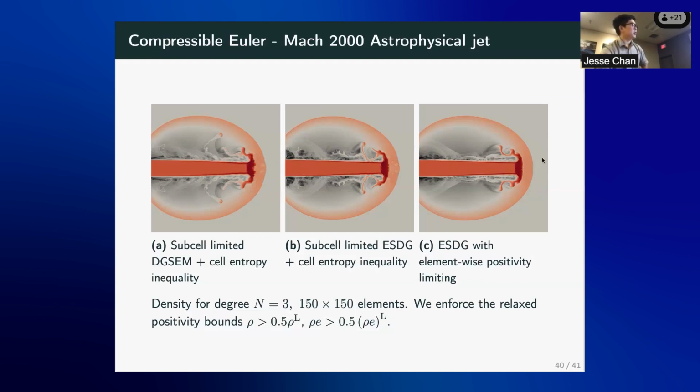This actually vanishes if you use element-wise positivity preserving limiting, mainly because it adds more dissipation. So this is not an entropic violation, this is not a violation of entropy stability. I think it's just not enough dissipation. You can remedy that using whichever approach you'd like.